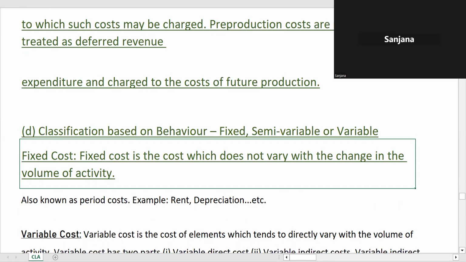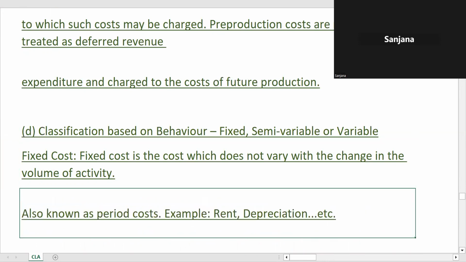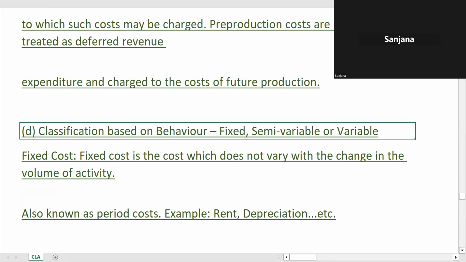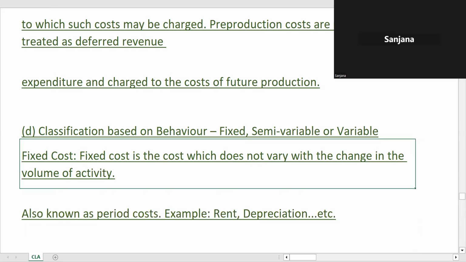So fixed cost is something like rent, depreciation, etc. They are called period costs. So for 1 year, 1 month, it will be incurred, and with change in production, that cost will not change. Now, if today you are manufacturing 1000 units this month, and next month it is 2000 units, will the rent change because of that? No, right? So rent will not change. So this is called fixed cost.